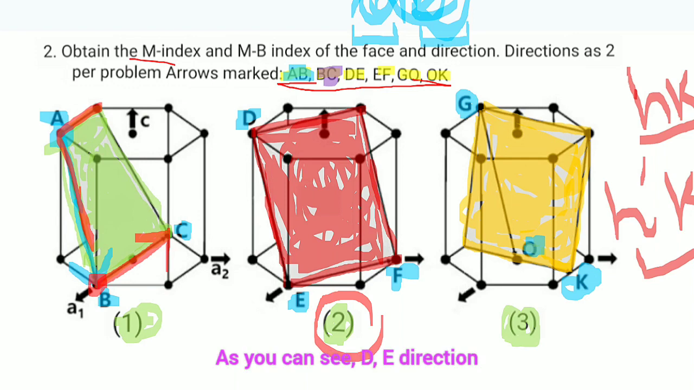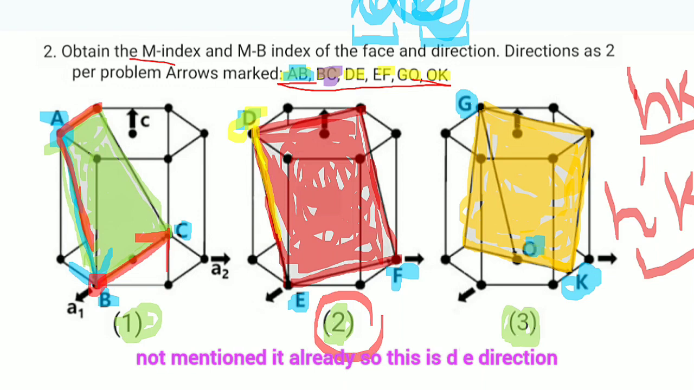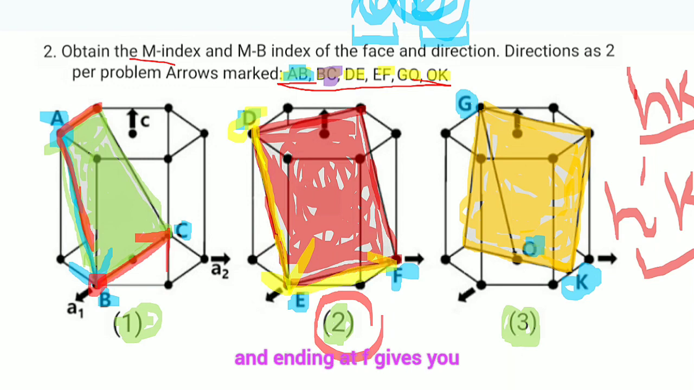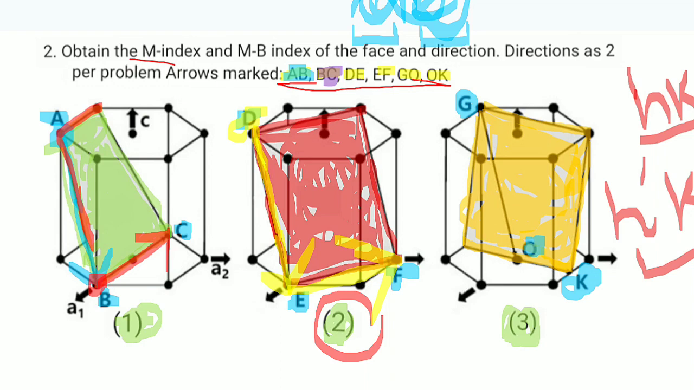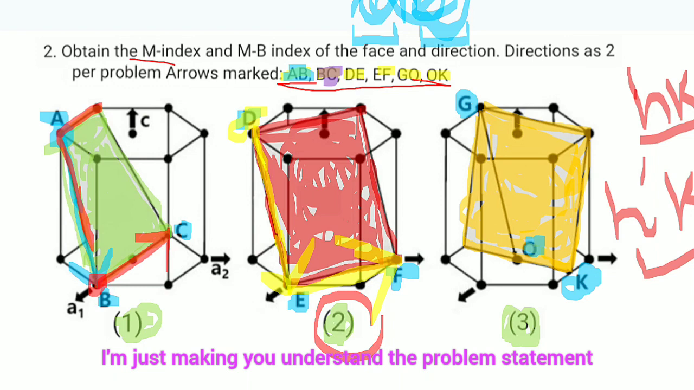As you can see, DE direction, this is D point, let me highlight it, this is the D point. Starting from D and ending at E gives us the DE vector, just in case they have not mentioned it already. So this is DE direction whose indices need to be calculated. And then we have EF, so starting from E and ending at F gives you that vector, and I'm making a very big vector in order to make it visible enough for you, but you just need to understand where these directions are located.